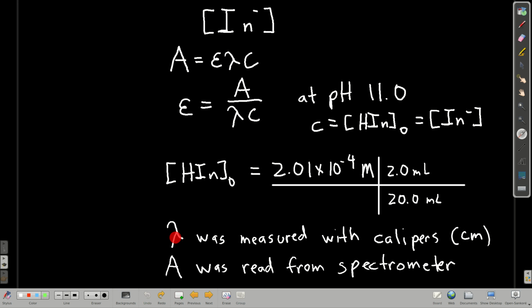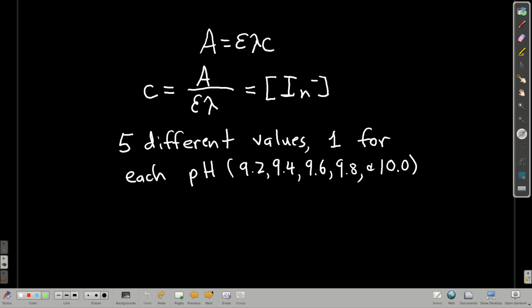The path length, lambda, is what you measured with the calipers. Make sure you put that in centimeters. And you also recorded the absorbance from the spectrometer. Put all these 3 in, and that'll give you your epsilon. That doesn't change, that stays. And that's what you use for epsilon in the rest of the calculations for this part.